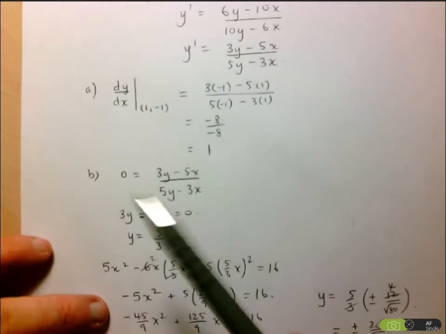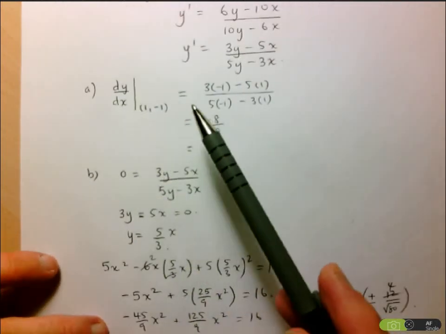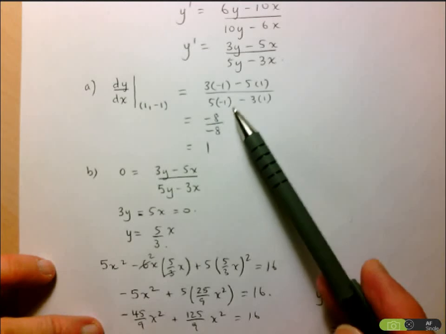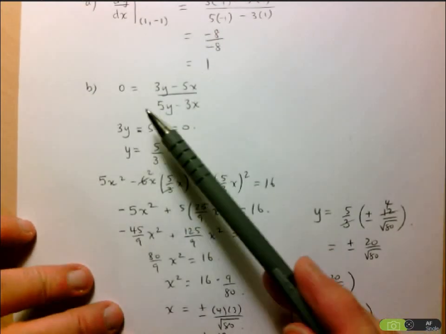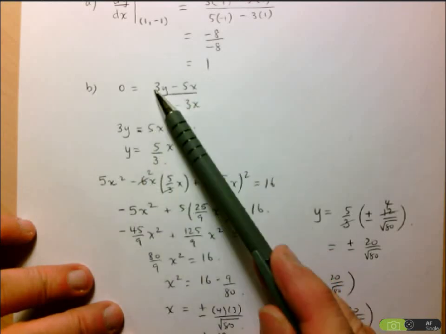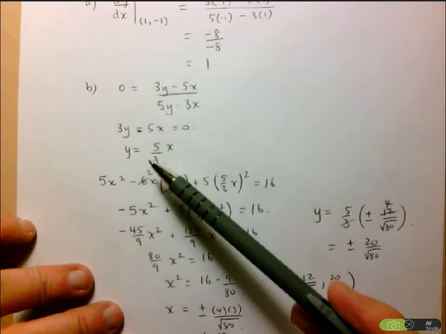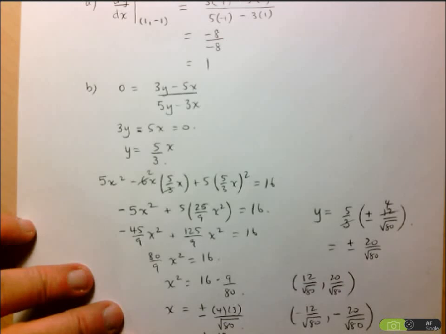From there, we were able to determine the derivative at a point by inputting the values that were given to us. And then in part B, we had to determine when it was equal to 0. And that was just a matter of determining when that numerator was equal to 0. Okay, so that's it for this question.